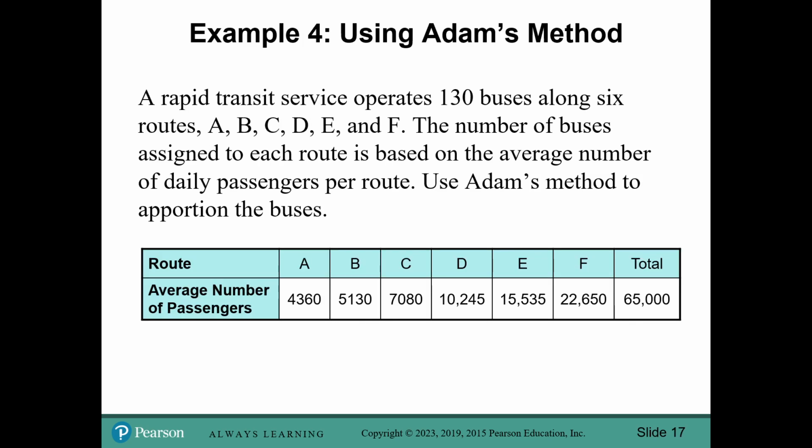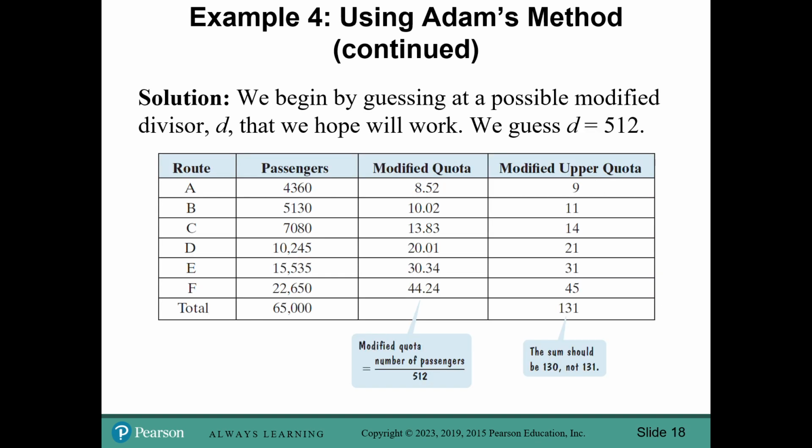Okay, so looking at this same transit service problem where we have 130 buses along 6 routes, A, B, C, D, E, and F, the number of buses assigned to each route is based on the average number of daily passengers per route. We want to use Adams' method to apportion the buses. Very similar looking chart here. Okay. What you'll have to do here to find this modified divisor is you will have to do some guesswork. The closer you can guess after going through this, the better, right?